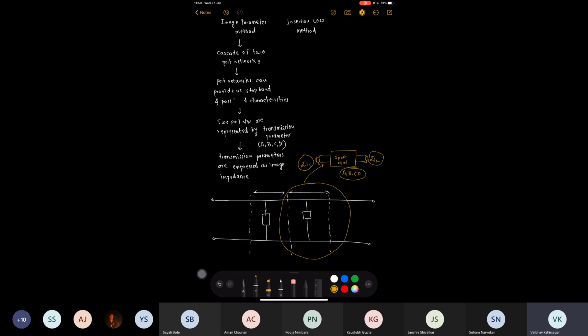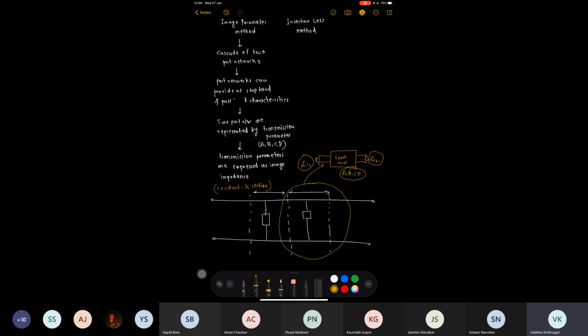So in the case of the image parameter method, the basic building block of the filter that we will see later on is the constant K section filter. So here I will write constant K section filter. These are the basic building blocks of filter design using the image parameter method. So always remember that we are going to start with the constant K section. These are the basic building blocks of designing an entire filter using the image parameter technique.